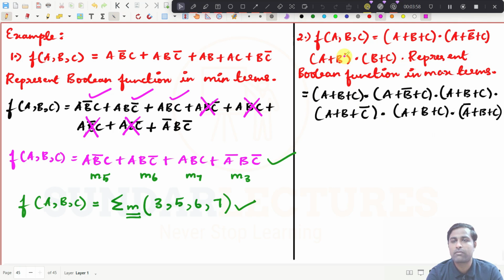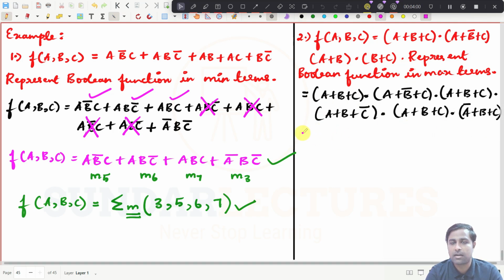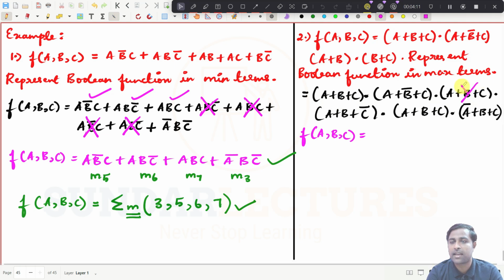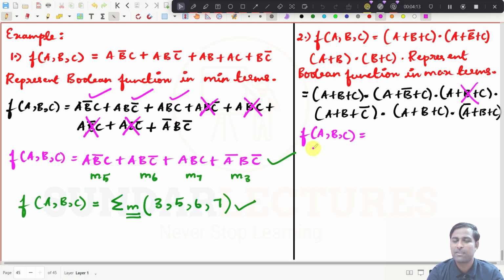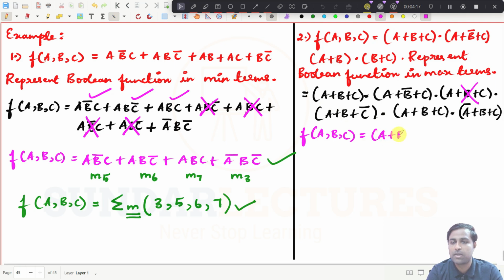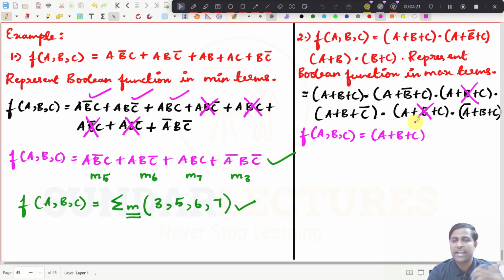Now you have to see whether two terms are the same. So it will be a comma b comma c equal to, see here a plus b plus c is there, and then you see here another a plus b plus c. A dot a will be what? A, right? So you can write it once. So this will be a plus b plus c. Here also it is a plus b plus c. So a dot a will give you what? Again a.